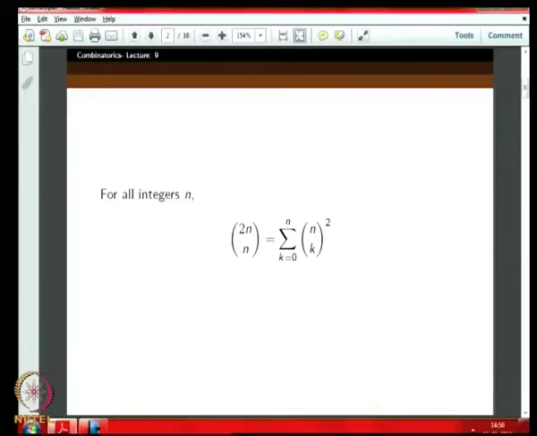Yesterday we stopped with one problem. This was a combinatorial identity: 2n choose n is equal to the sum from k equal to 0 to n of (n choose k) whole squared, right?